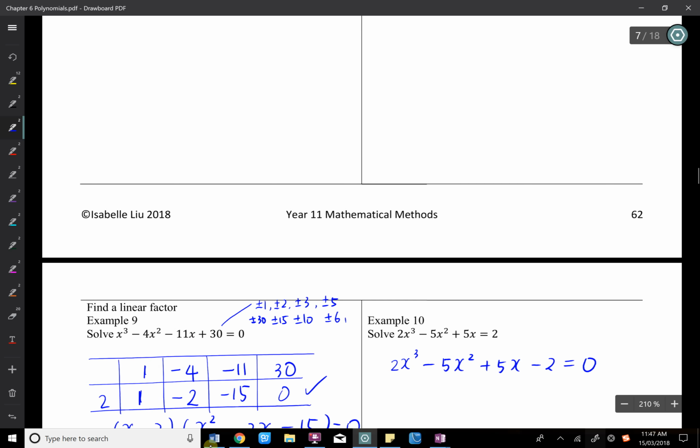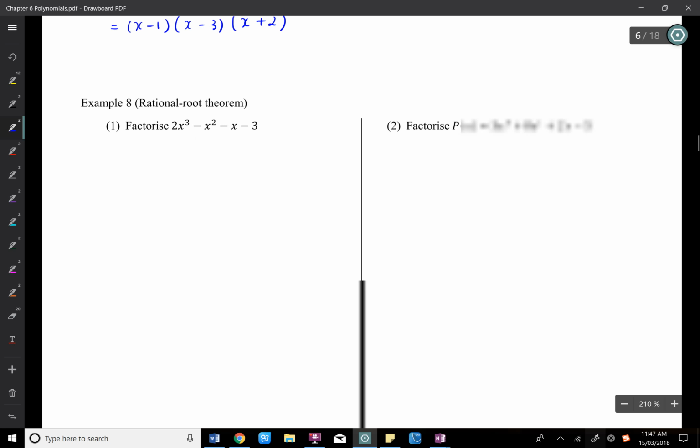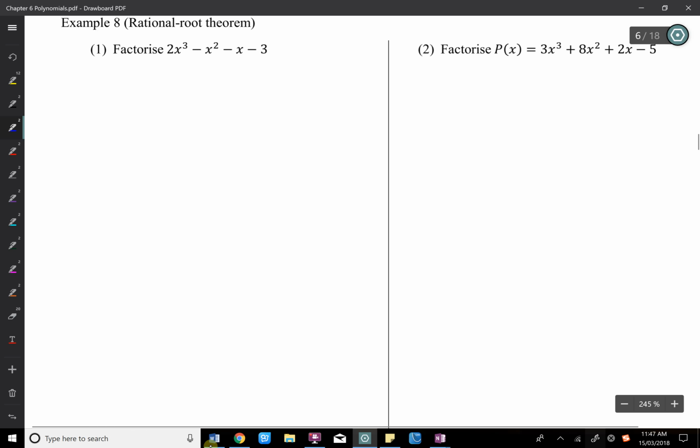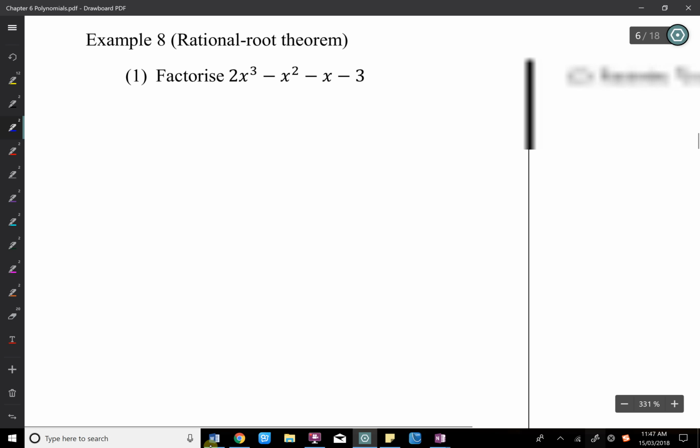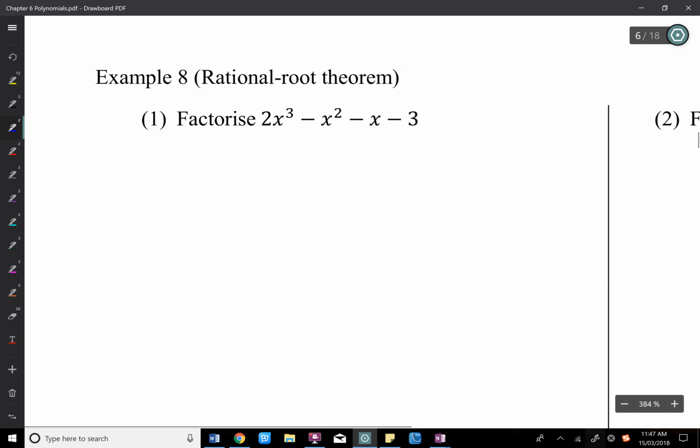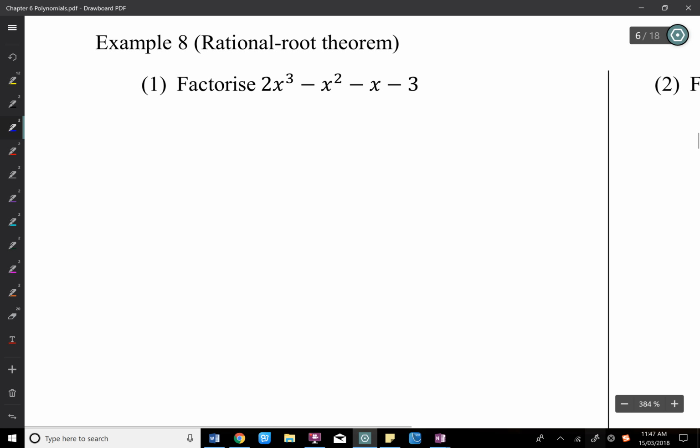Alright, let's go back. I'm not going to do that one now. Let's go back to example 8. Okay, this question is called the rational root theorem. It's not really something that will be tested very often, but it's better you know this.